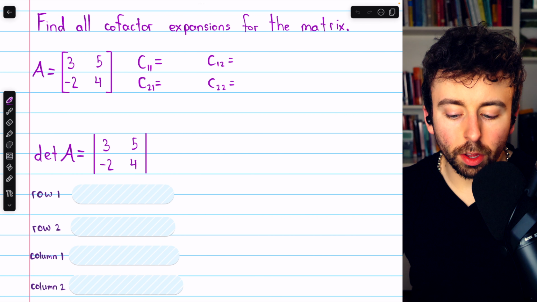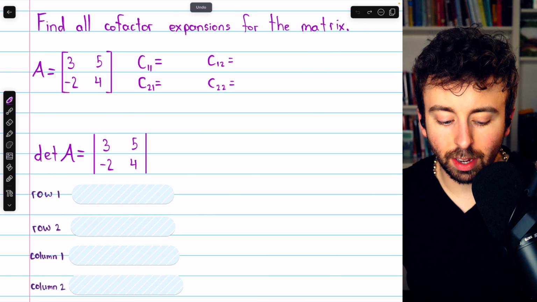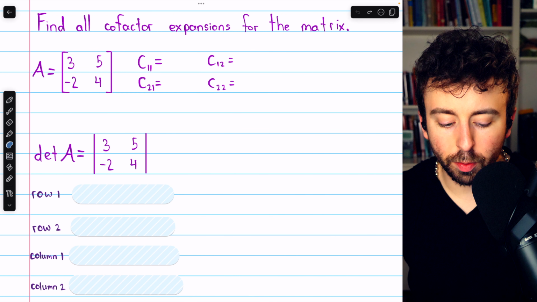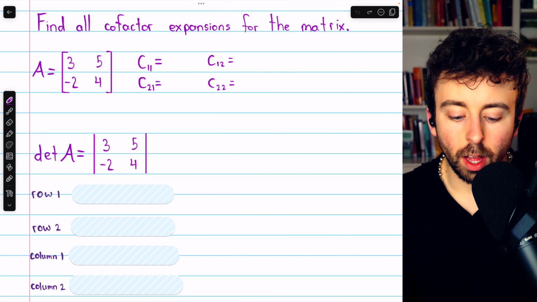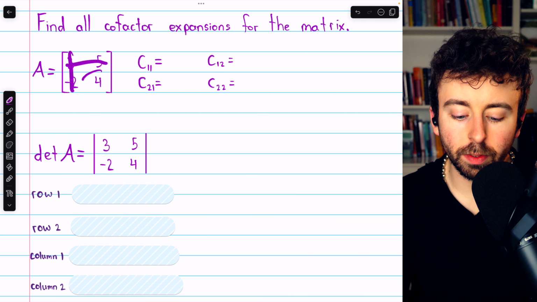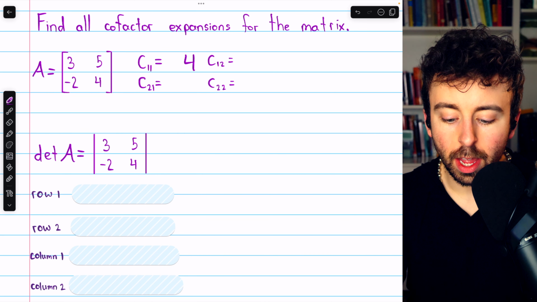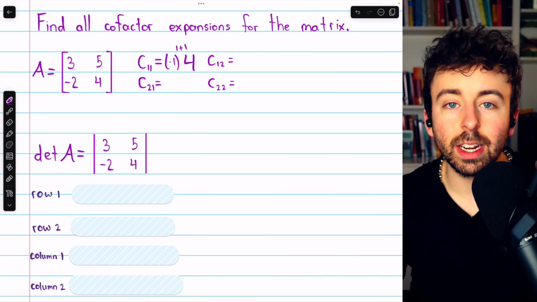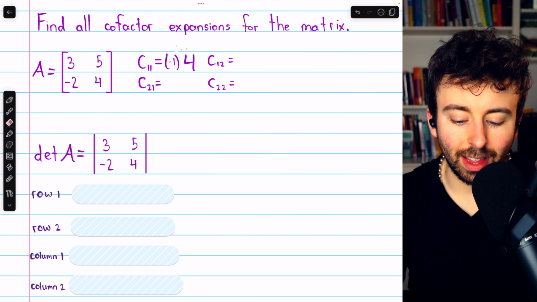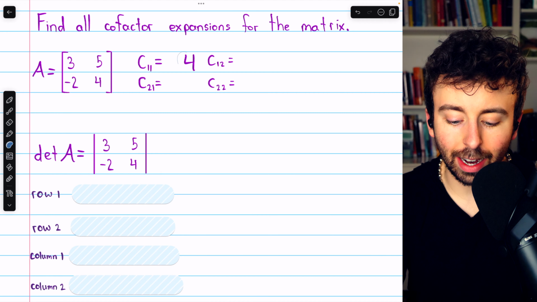Let's get into it. To find all the cofactor expansions for this 2 by 2 matrix A, we'll begin by finding all of the cofactors, beginning with the cofactor of the entry in the first row in the first column. All we do is eliminate that row and that column, and then take the determinant of the remaining submatrix. The determinant of a single entry is just that entry, so 4. But then we also have to multiply by -1 to the power of the row number and column number for this entry. It's row 1 and column 1. So it's -1 to the power of 2, and thus that -1 just goes away. So the cofactor is 4.